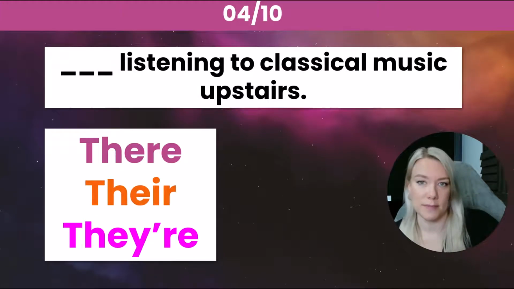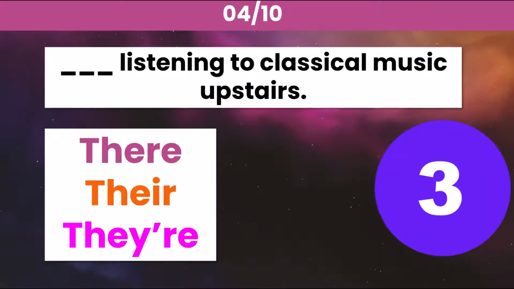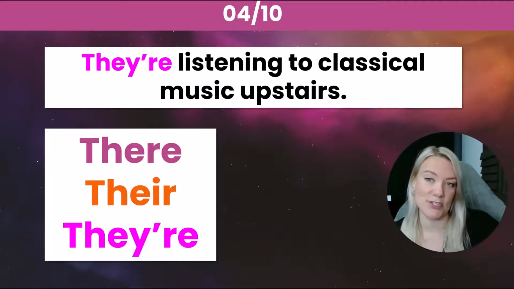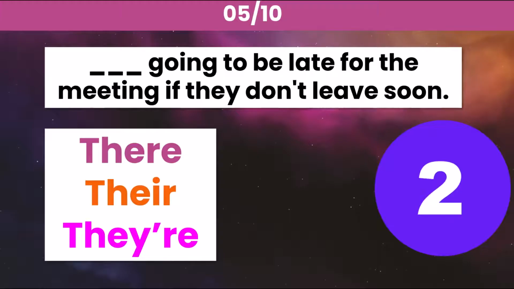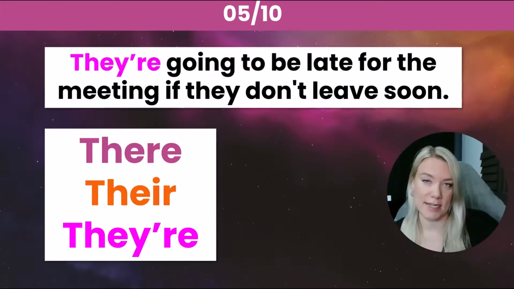Number 4. Listening to classical music upstairs. The correct answer is T-H-E-Y apostrophe R-E. They are listening to classical music. Number 5. Going to be late for the meeting if they don't leave soon. The correct answer is T-H-E-Y apostrophe R-E, the contraction they're for they are.